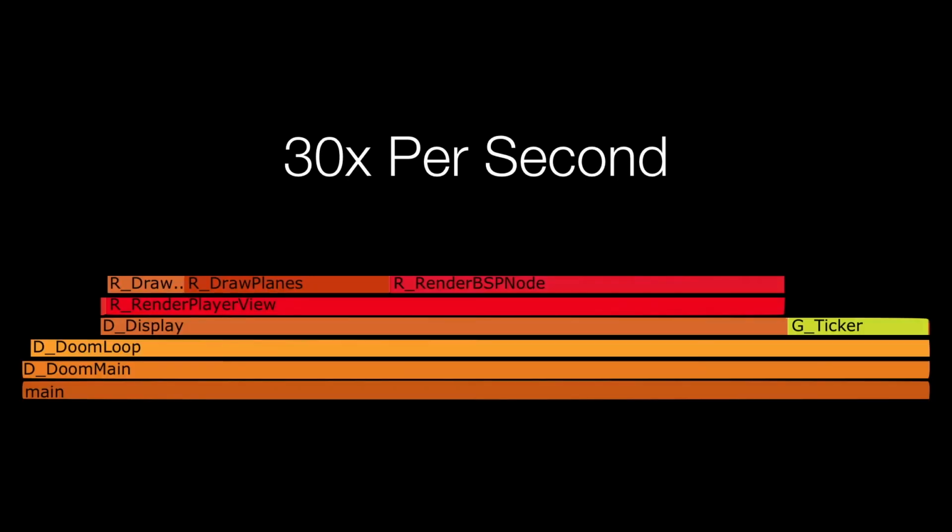Now, if you've never used FlameGraph before, I'd very much recommend this for any type of code profiling that you want to do. But notice how, with the main loop down at the bottom and D_DoomMain that we saw before, it calls display and then render player view and then draw planes and then render BSP node. And it does this 30 times a second. This is why Doom's frame rate is fixed at 30 times per second.